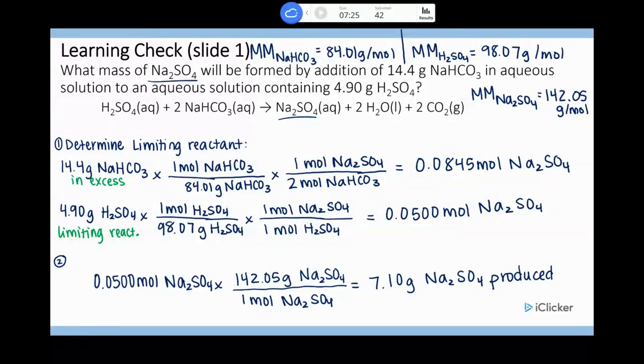So we have to determine which reactant is limiting. If we just went with sodium bicarbonate and said we produce 0.0845 moles of sodium sulfate, then we'd have a higher number here than what is actually produced. We'd have a higher gram amount produced, but that's incorrect because the amount of sodium sulfate that is produced is limited by the amount of sulfuric acid present.